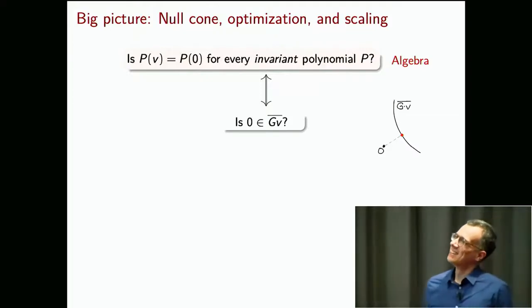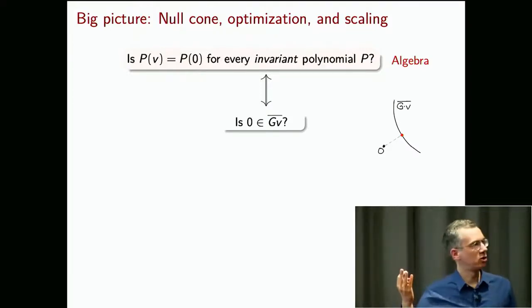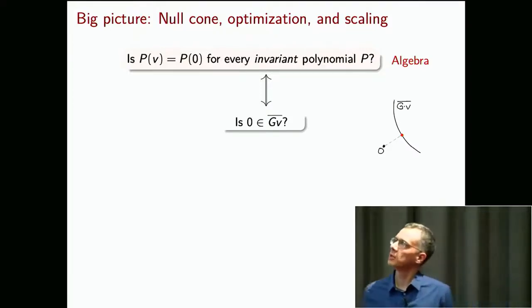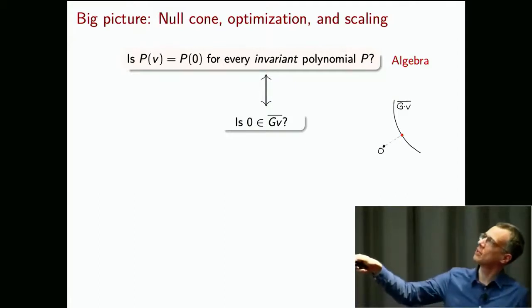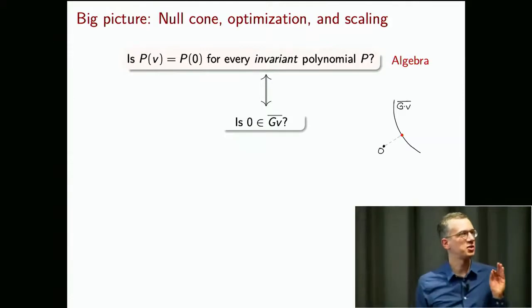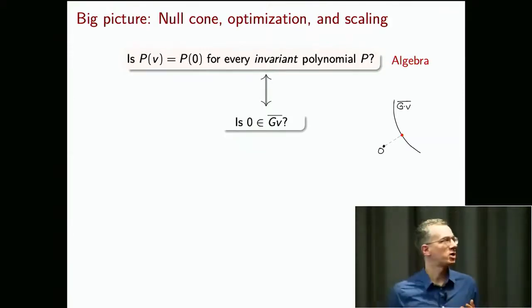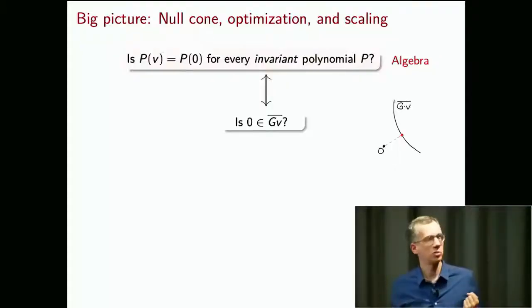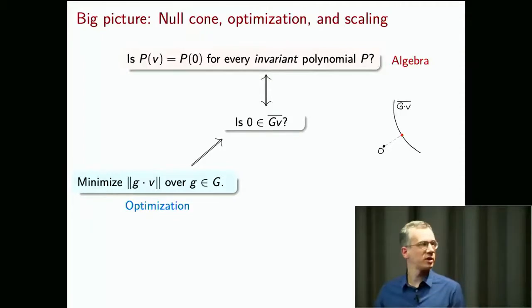Now, there's another perspective, though, which has nothing to do with polynomials. It's based on really staring at this picture and saying, look, if I want to understand if 0 is in an orbit or in an orbit's closure, this is really a geometric problem. What I should do is take a vector in this orbit and try to move along the orbit and make the norm as small as possible. So I really want to minimize the norm. So suddenly we're in the realm of optimization.